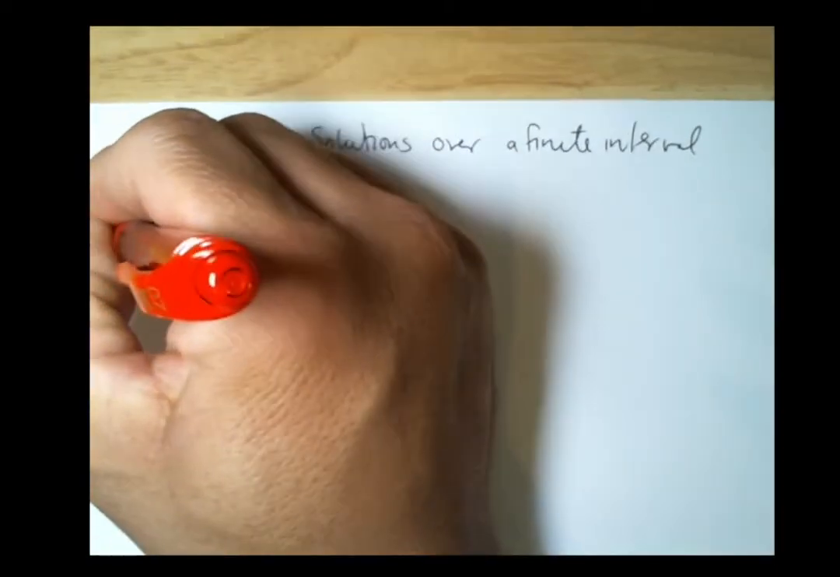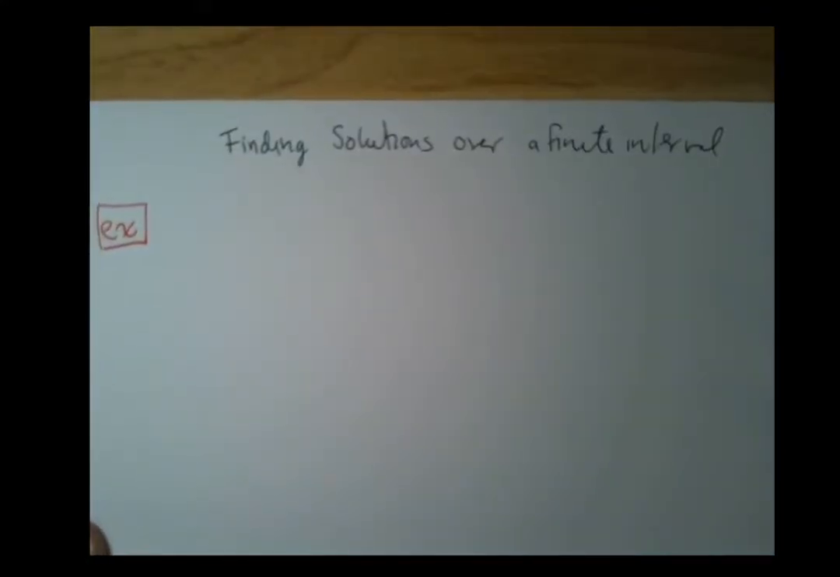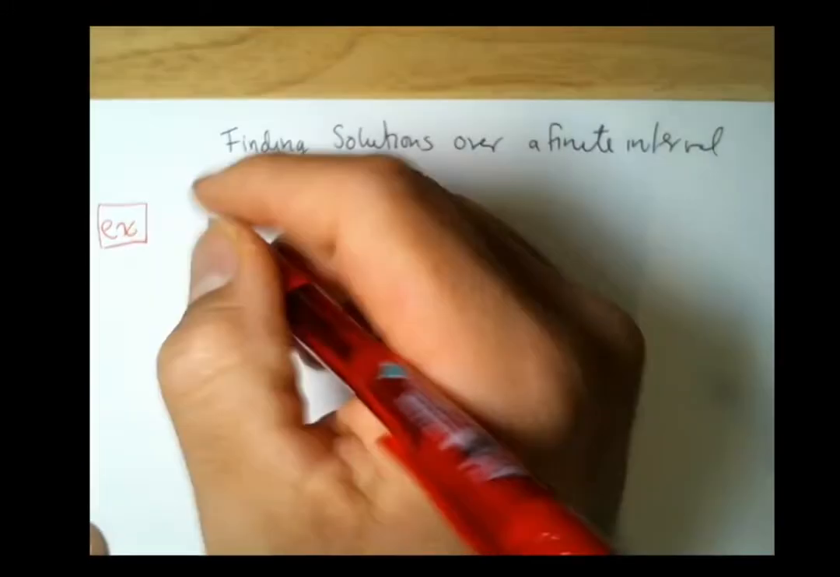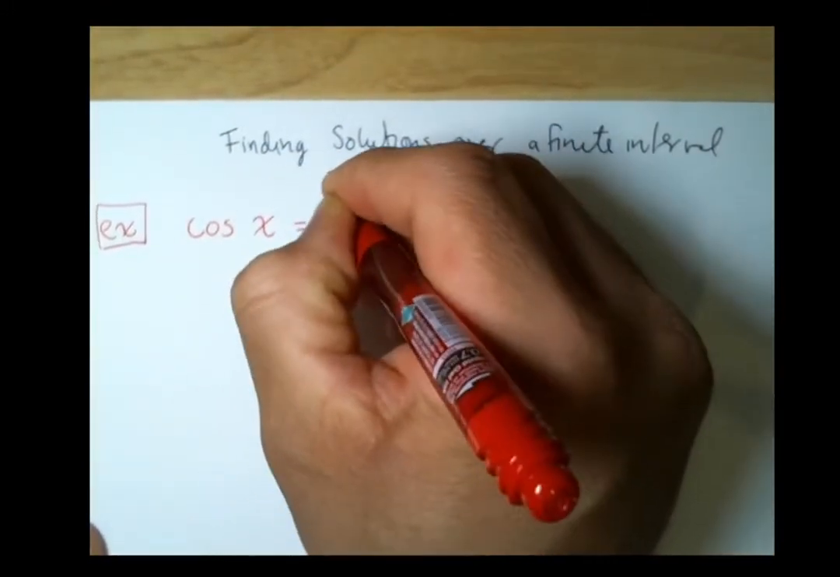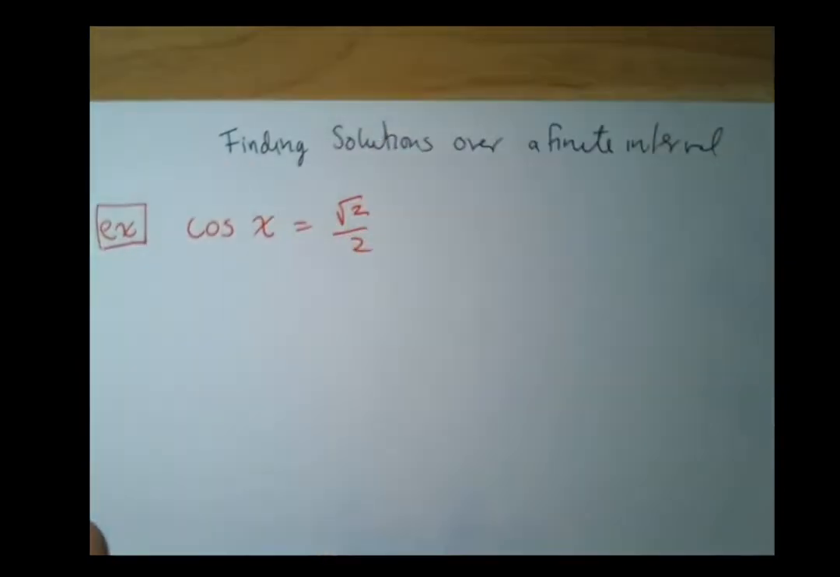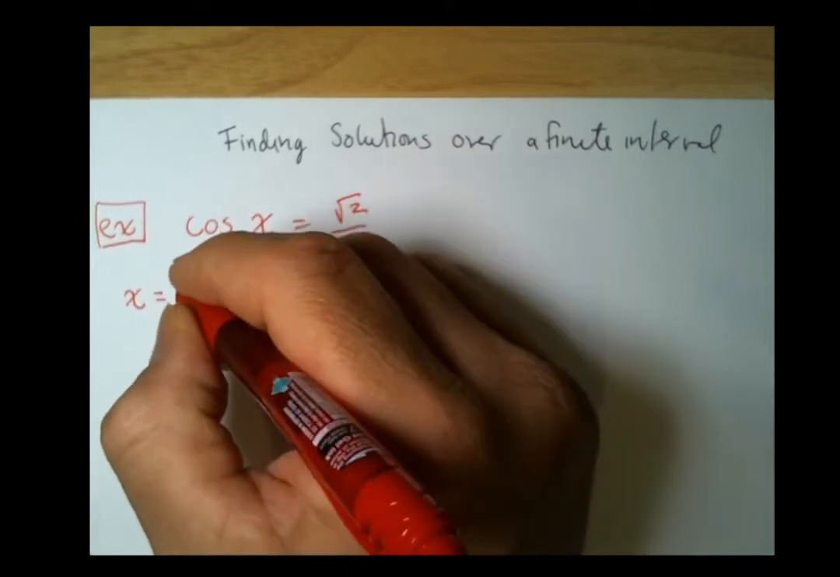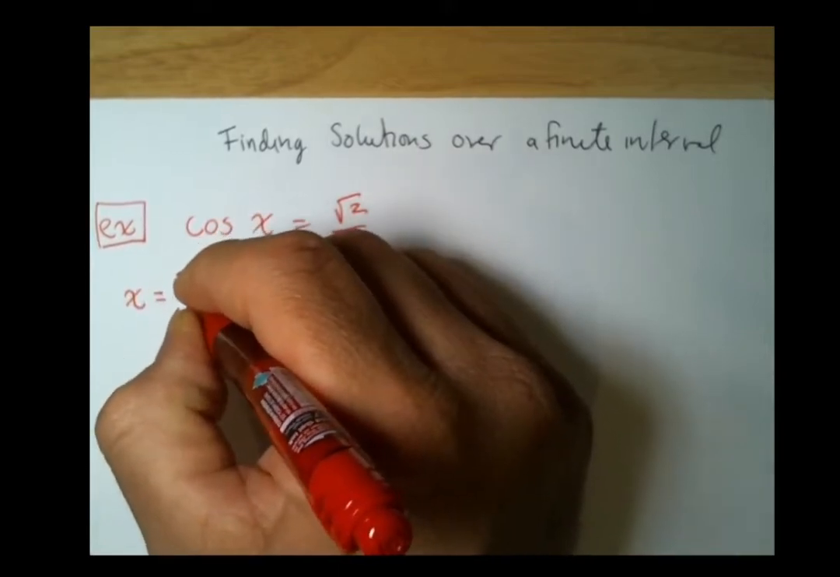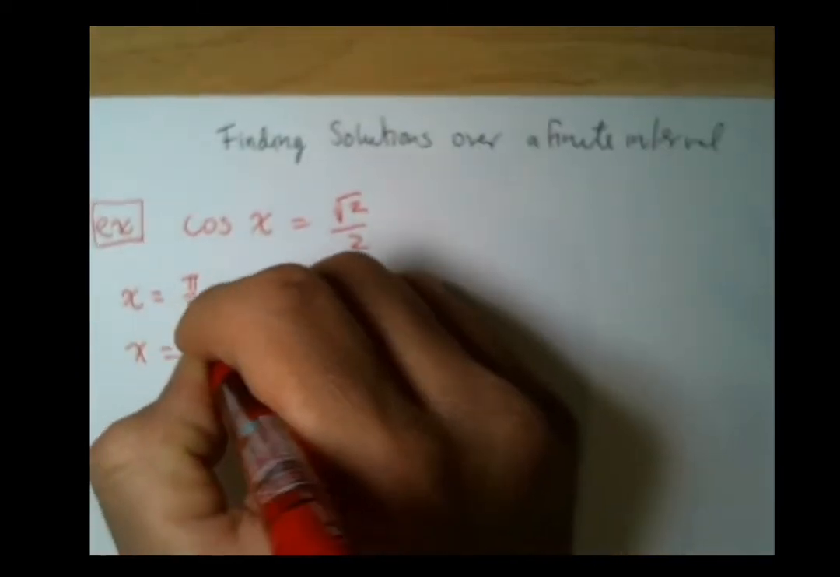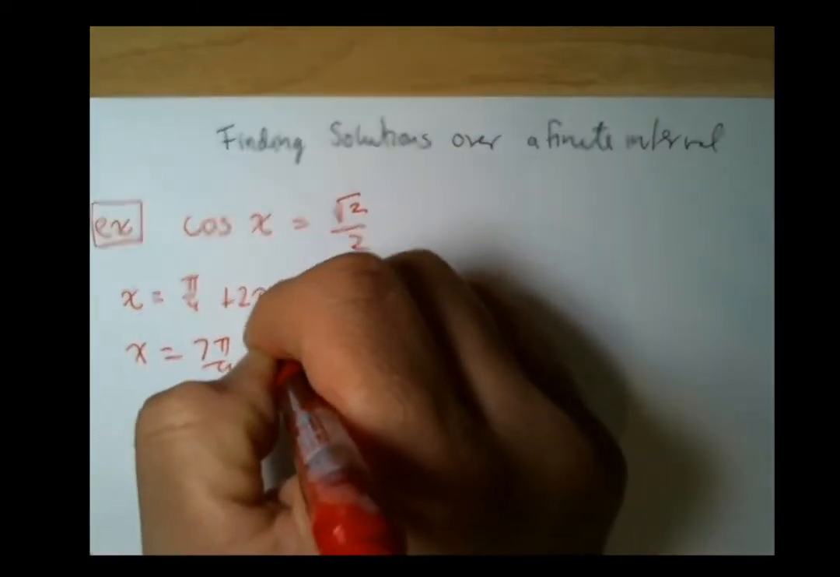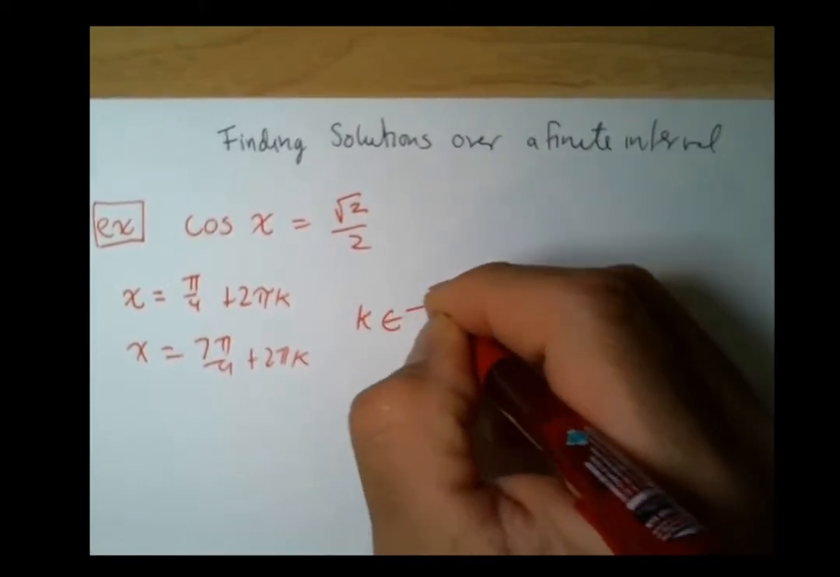In this example, we'll go over an example that we covered in the previous video, because we've done all the hard work. In the previous video we solved for root 2 over 2, and we found that the solutions are of the form x equals pi over 4 plus 2 pi k, x equals 7 pi over 4 plus 2 pi k, where k is some integer.